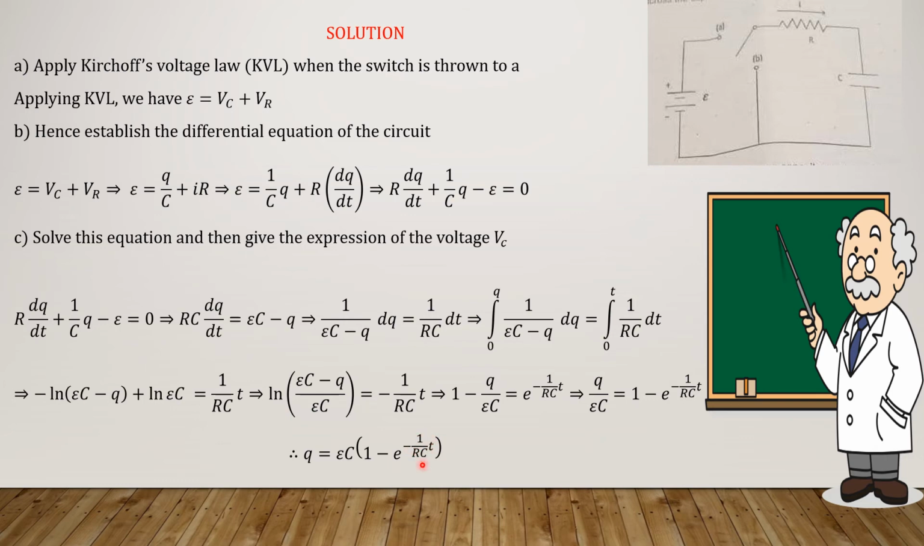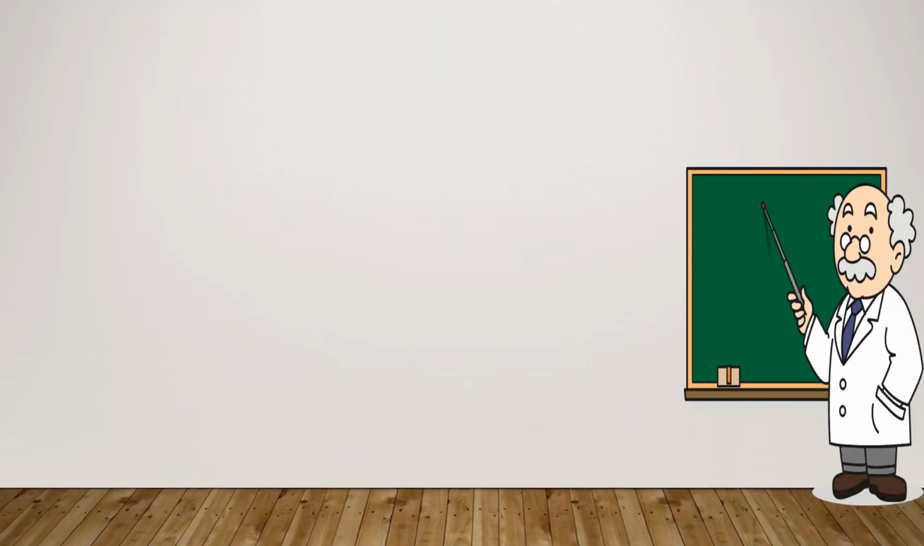But we were not asked to calculate the expression for Q. We were asked to calculate the expression for VC. We all know that VC is equal to Q on C. Hence, if we do Q on C here, we are just going to have E times this thing here, and that is why we have this. So since VC is equal to Q on C, we now have VC as this thing here.